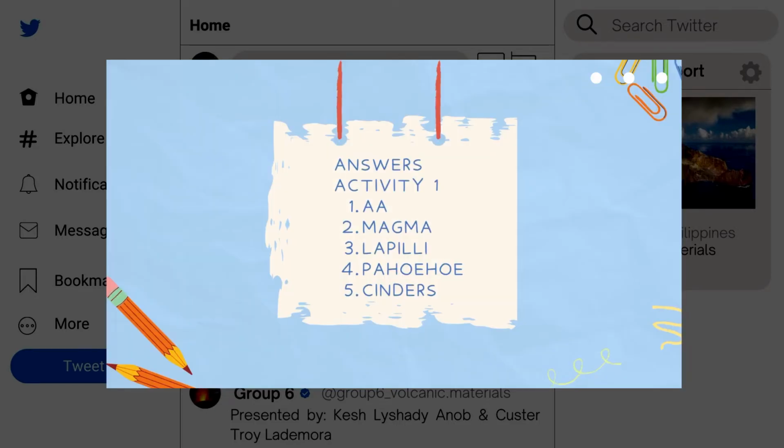Number 1, aa. Number 2, magma. Number 3, lapilli. Number 4, pahoehoe. Number 5, cinders. So, I wonder who got the perfect score. I'll check later. So let's proceed to activity 2.